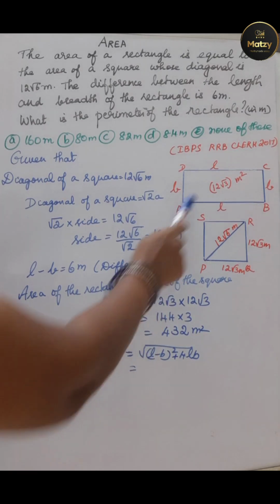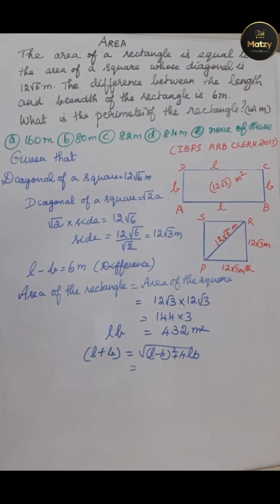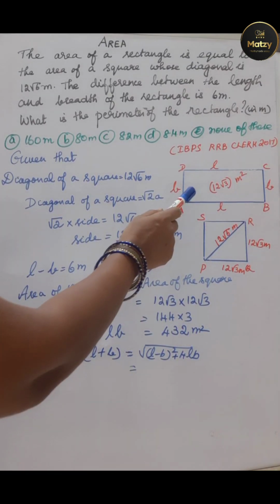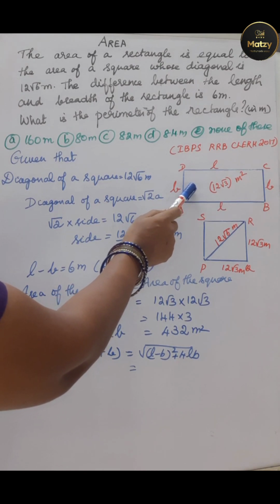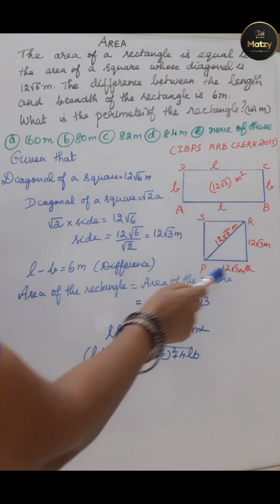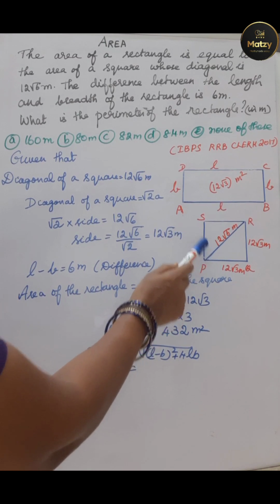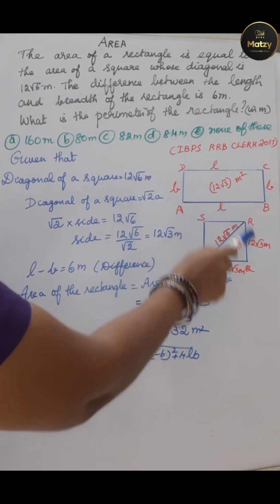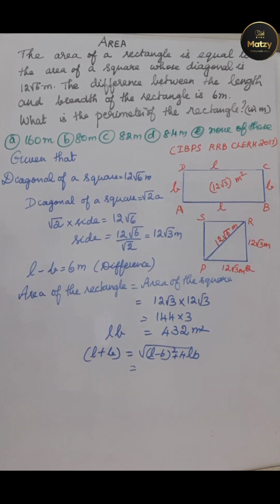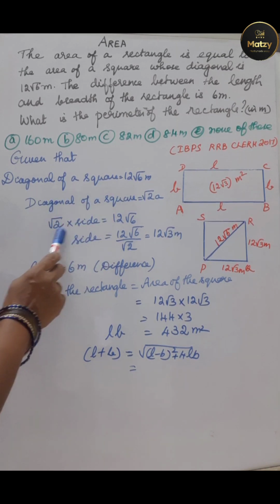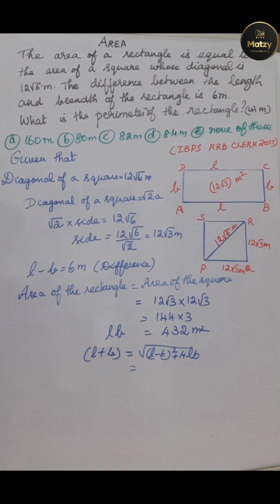So in this problem, the diagonal of the square is given. Then the area of this rectangle is equal to the area of the square whose diagonal is 12 root 6 meters. So what is the diagonal of the square? Root 2 into a, that is the formula. So the diagonal of the square is given as 12 root 6 meters.